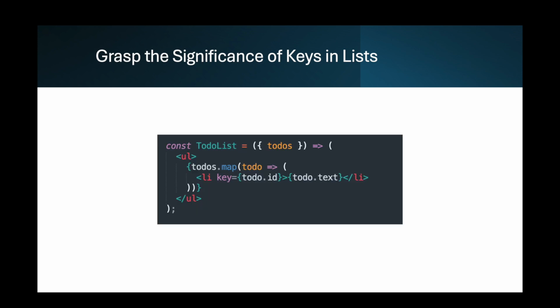Here is an example for a to-do list constant where I have the todos as the parameter, and here is the code for it with the unordered list which has a todos.map which will create multiple list items inside it based on the todos object that was passed.